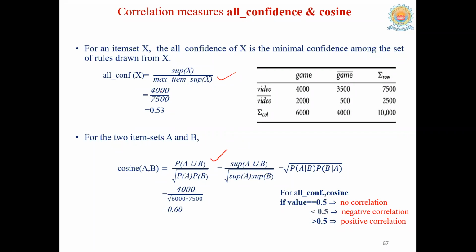Here, support of X by maximum item support of X. Support of X, in the sense, X is the itemset consisting of both games and videos. So support of X is 4,000, because the number of transactions including both games and videos is 4,000. And by maximum item support: out of these two, the support for games is 6,000 and the support for videos is 7,500.